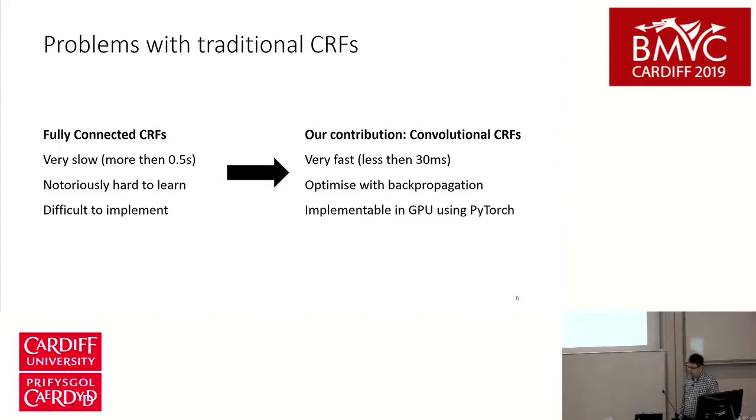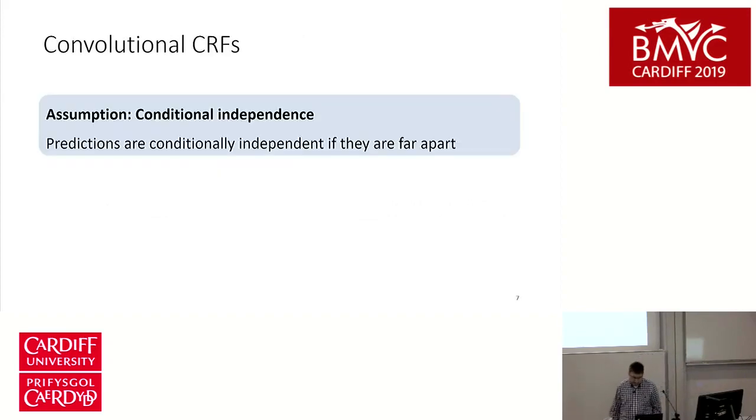I propose to introduce convolutional CRFs. They are very fast, less than 30 milliseconds, which is 300 times as fast. You can easily implement them on GPU using your favorite deep learning framework, PyTorch. And once you have done it, you can just optimize it as you would optimize any other neural network.